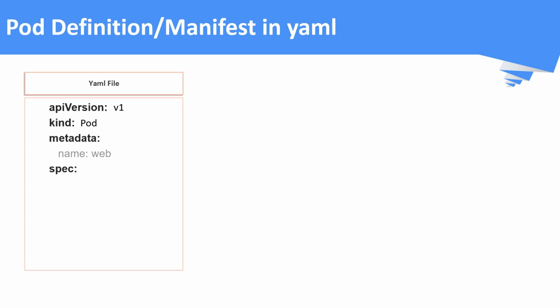The metadata field holds the identification of a particular resource, for example, the name of a resource, labels, etc. The spec field contains the declaration of the container skeleton itself, for instance, the container name, its image, the ports it is opened for, and so on.